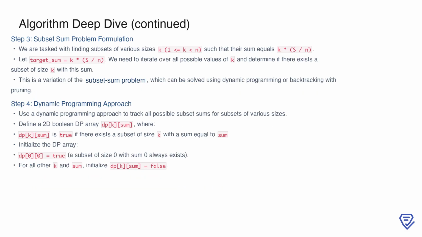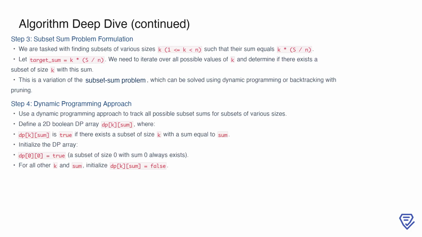The next step is to formulate the problem as a variation of the subset sum problem. We need to find subsets of various sizes k such that their sum equals k * S/N. Here, the target sum for a subset of size k is given by target_sum equals k * S/N. Our task is to iterate over all possible values of k where 1 <= k < n and determine whether there exists a subset of size k whose sum equals target_sum. This is a challenging problem because we need to consider all combinations of elements for subsets of different sizes. To solve this efficiently, we use a dynamic programming approach.